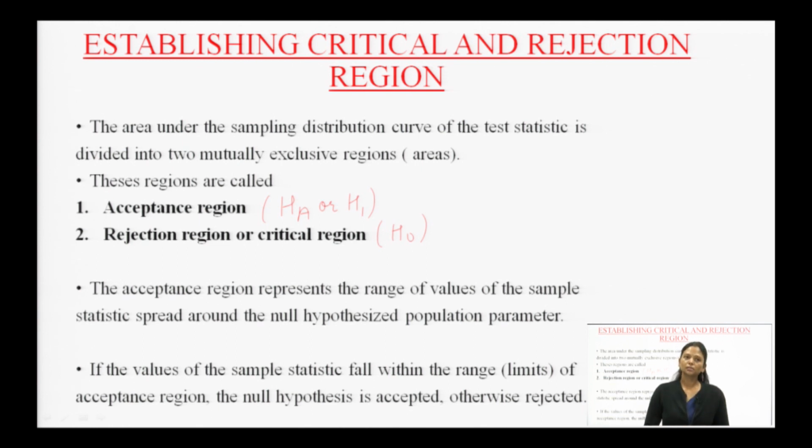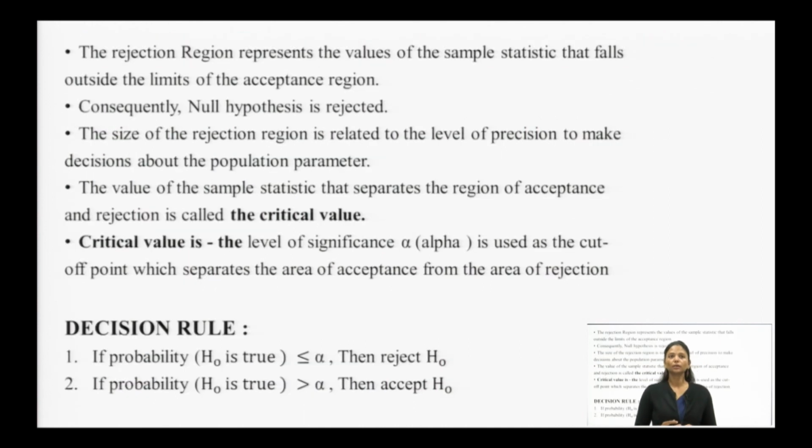In the major part of the cases, we reject the null hypothesis. I am again repeating, in most cases, we are supposed to hypothesize a problem in such a manner that we reject the null hypothesis. That means your H naught is rejected and your alternate hypothesis is accepted. Now, the rejection region represents the values of the sample statistics that fall outside the limit of the acceptance area.